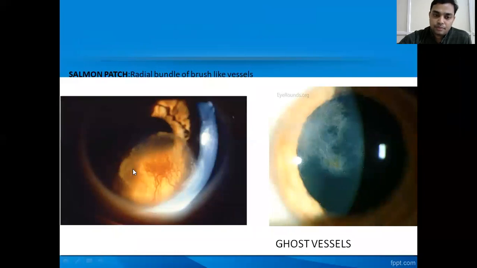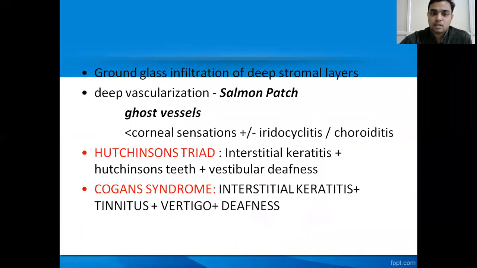As there is infiltration and inflammation of the stroma, the cornea appears with a ground glass appearance. In the ground glass cornea, there is corneal vascularization. Because of this stromal haze, these vessels appear dull red in color, and this appears as a patch. That patch we call a Salmon patch. The radial bundle of brush-like vessels appears dull red in color as a patch. So the Salmon patch is seen in interstitial keratitis.